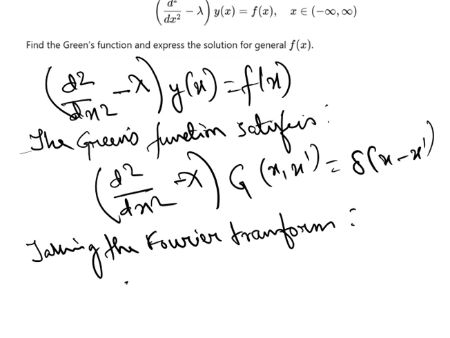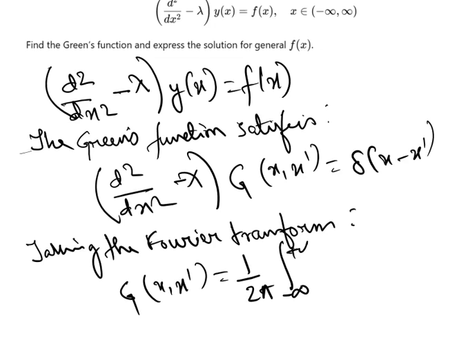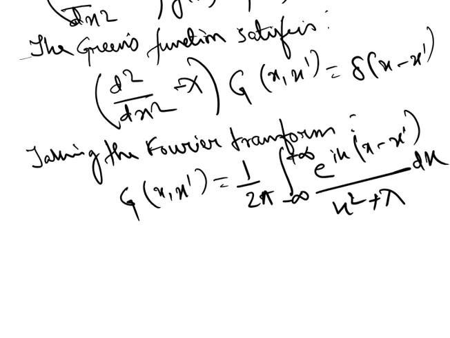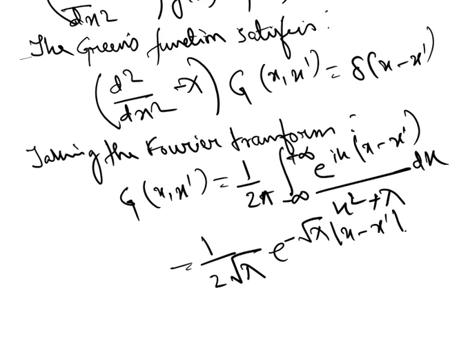we can write G as a function of x and x dash equal to 1 by 2 pi, integral from minus infinity to plus infinity of e to the power i k into (x minus x dash) by (k square plus alpha) dk, right? Solving this integral, we get 1 by 2 root alpha into e to the power minus root alpha into mod of x minus x dash, right?